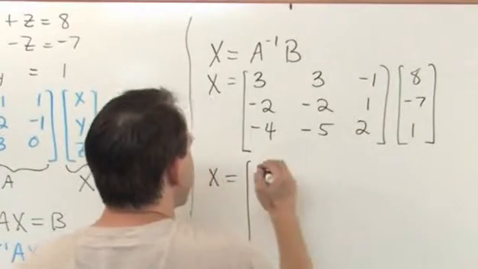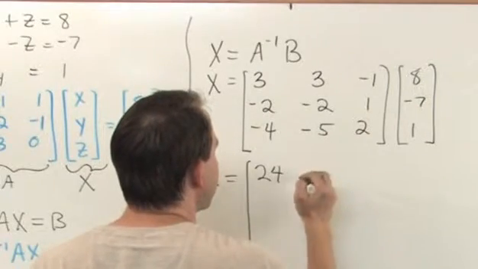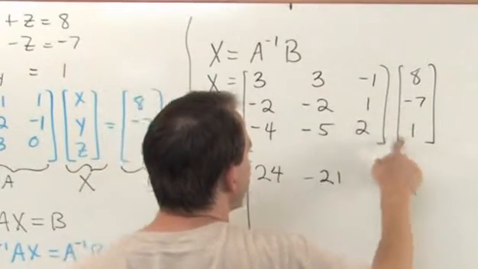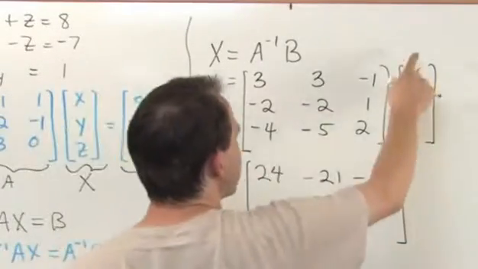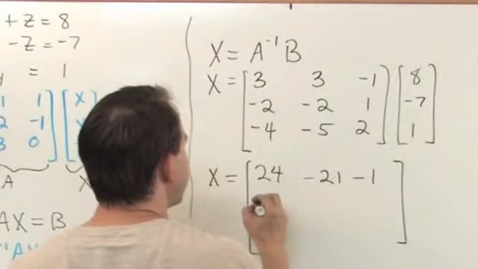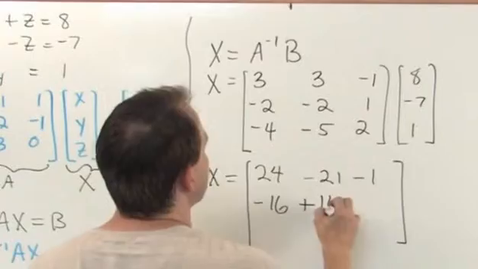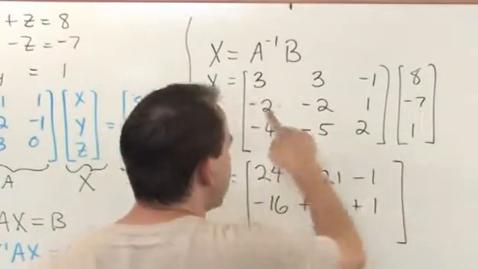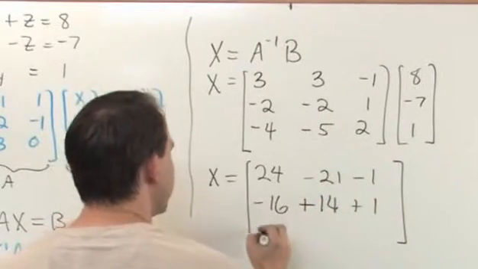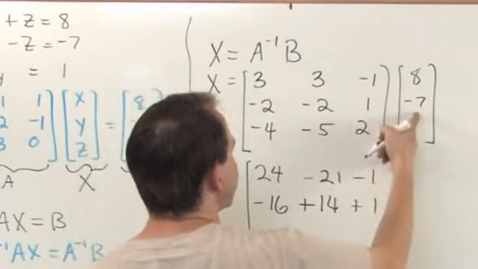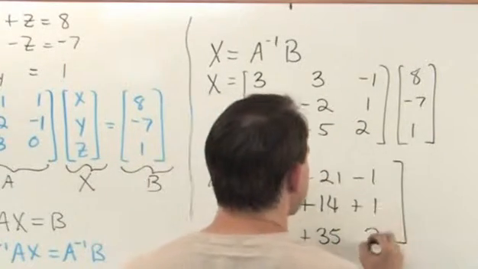8 times 3 is going to give us 24, plus 3 times negative 7 is going to give us negative 21, plus negative 1 times 1 is going to give us the negative 1. Okay? Over and down. Negative 2 times 8, negative 16. Negative 2 times negative 7, positive 14. 1 times 1, plus the 1. Over and down. Finally, 8 times 4 is 32. It's negative, so negative 32. 5 times 7 is 35. Negative times negative gives us the positive 35. And 2 times 1 does give us the 2.